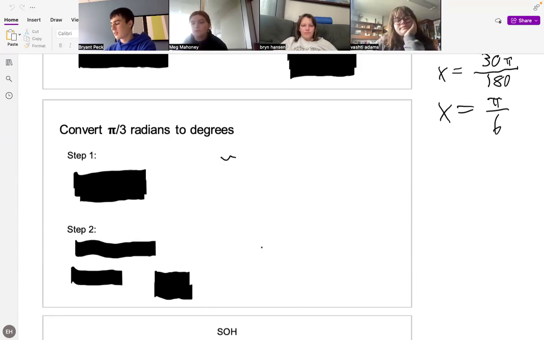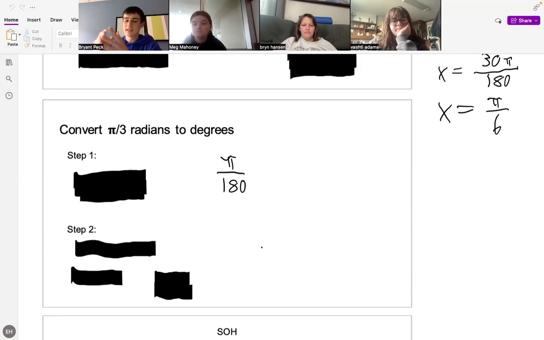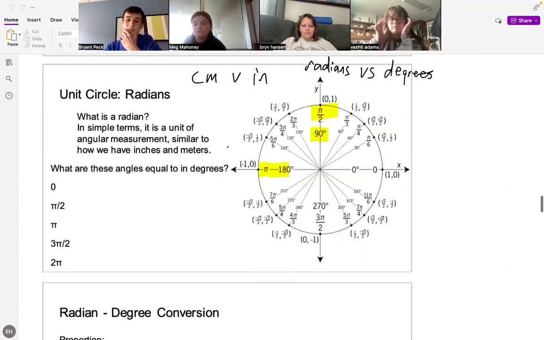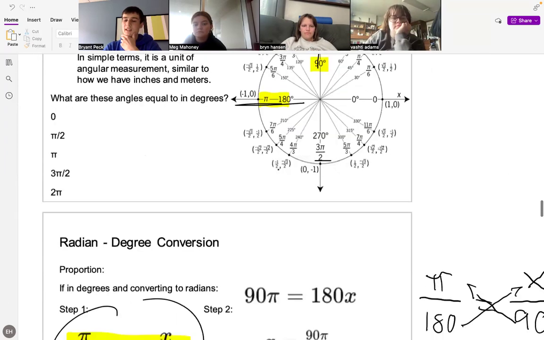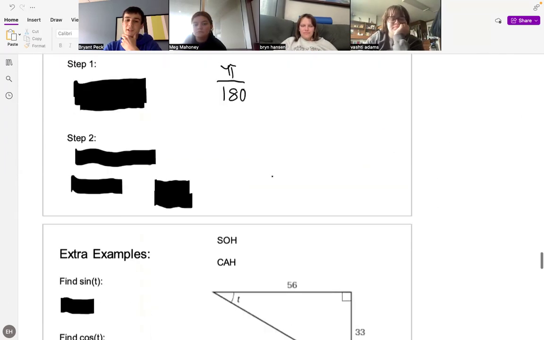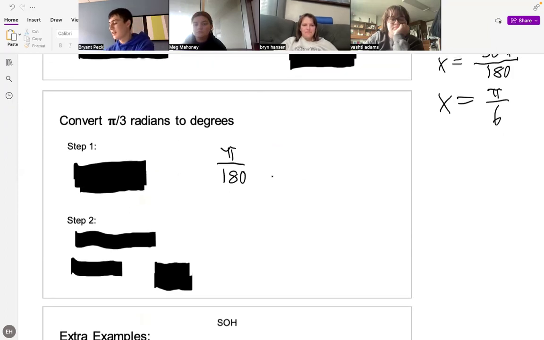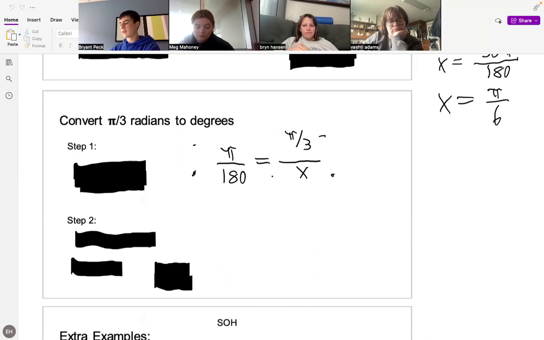Pi over 180 is how we're always going to start, because we know that's constant and we know that they're equal to each other based on the unit circle right here. And we could use these as well, but they're not as pretty because they have fractions. But pi over 180 are two things that are equal to each other. So we're going to start with that. And then we're going to bring our pi over 3, and we're going to put that over x because we want to have our degrees in the same spot, and we also want to have our radians in the same spot. And looks like we have that. X is our wanted value of degrees because we want to convert to degrees according to the problem.